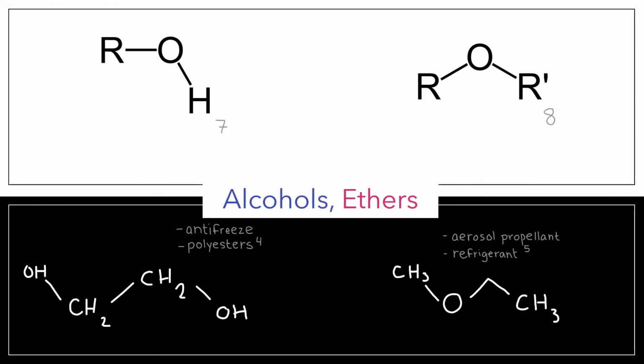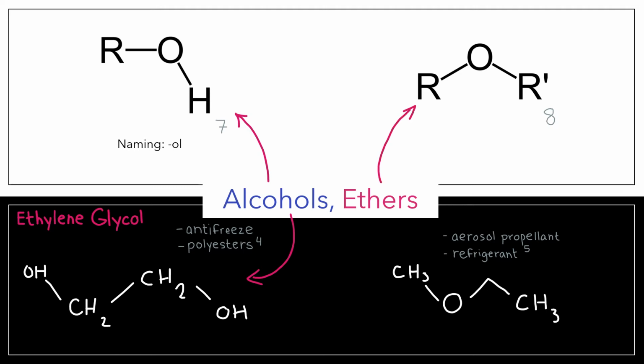Next up, we have alcohols and ethers. So alcohols have an -ol ending. The first example is going to be ethylene glycol, which is commonly used in antifreeze and polyesters. Next, ethers have the ending oxy or -ane. They're commonly used in aerosols and refrigerants, and an example of this would be methoxyethane.